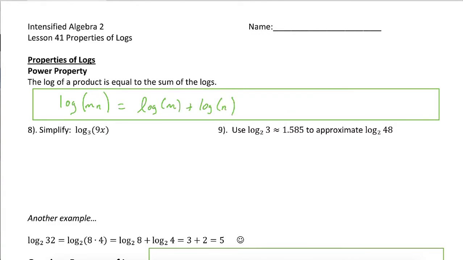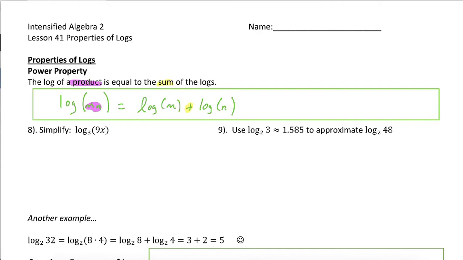And no, there's no rhyme or reason to when I choose to make curly L's and when I don't. The key here is that the sum is that plus sign, and the product is referring to this multiplication. So if the property goes one way, it goes the other way also. And the first thing we do with these is we use the product property to simplify the log of a product by turning it into the sum of two separate logs.